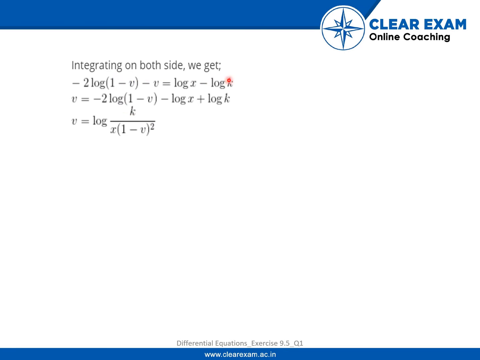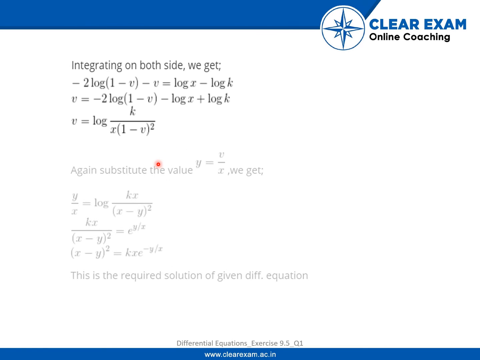So integrating both sides, we get −2 log(1 − v) − v = log x − log k. So v = −2 log(1 − v) − log x + log k. So v = log(k/(x(1 − v)²)). Again substitute the value v = y/x. Here v is equal to y upon x, so the earlier was a mistake. So y/x = log(kx/(x − y)²).